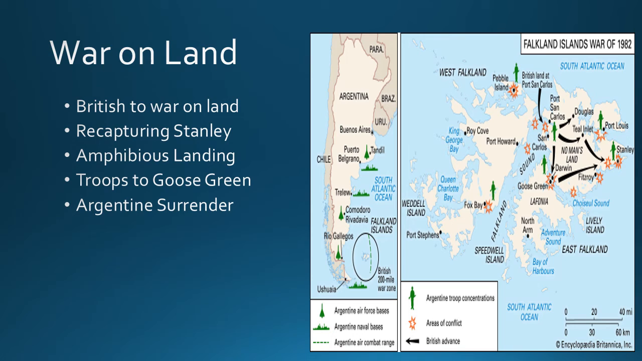However, the bigger place they need to go to is Stanley. And so you see this other group's going to come in. They're going to come into Stanley. And then once the troops at Goose Green are done, they are also going to come into Stanley, and they're going to fight out at the Battle of Stanley.